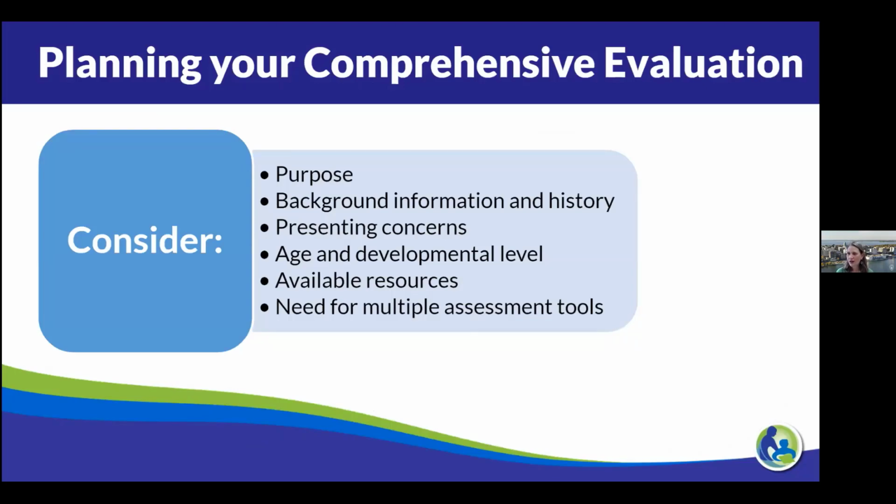So when we are planning a comprehensive evaluation, we want to think about the purpose. What are we actually trying to figure out? We want to find out what we have in terms of background information and history. Are we going completely blind, or do we know a lot of what's going on with the student? Have there been any presenting concerns? I would assume you're probably not going to see a student if somebody hasn't noticed a concern or brought a concern. So what are those concerns?